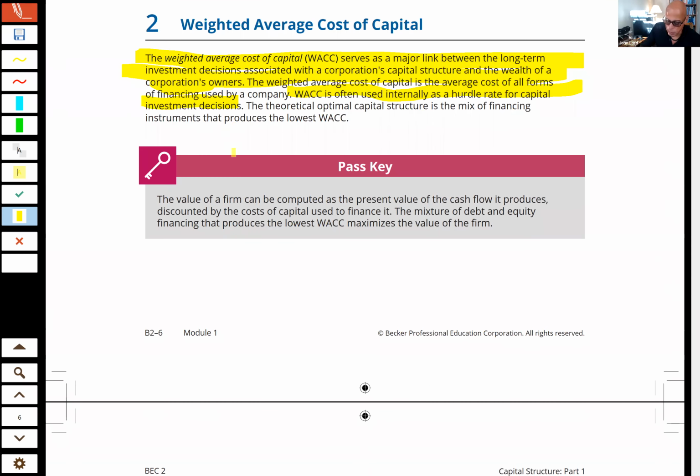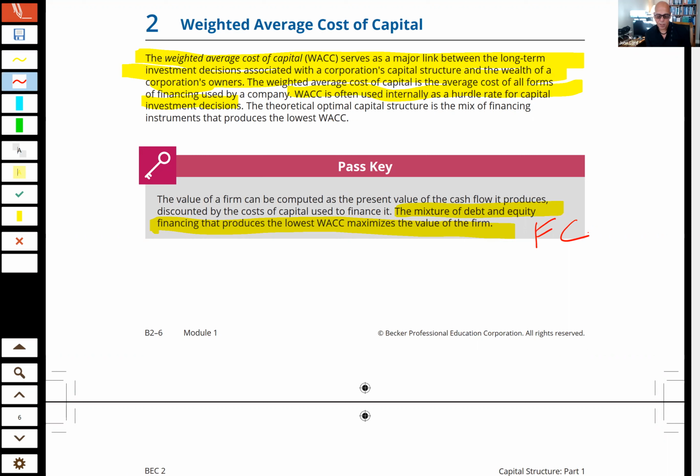So let's look at this passkey, and they also say it up in the paragraph, but since they bothered to break out a passkey here for us, let's just go ahead and highlight it here in flashcard that the mixture of debt and equity financing that produces the lowest weighted average cost of capital maximizes the value of the firm.